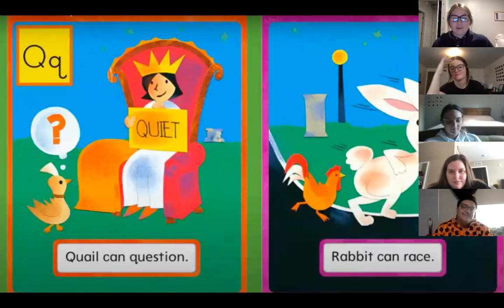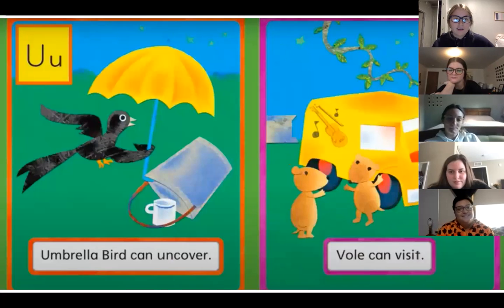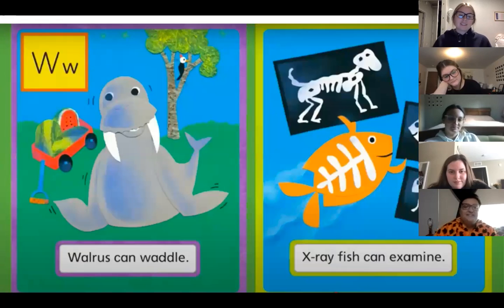Q, quail can question. R, rabbit can race. S, seal can sail. T, tiger can tug. U, umbrella bird can uncover. Has anyone ever seen a bird holding an umbrella before? It's kind of funny. V, vole can visit. W, walrus can waddle. X, x-ray fish can examine.